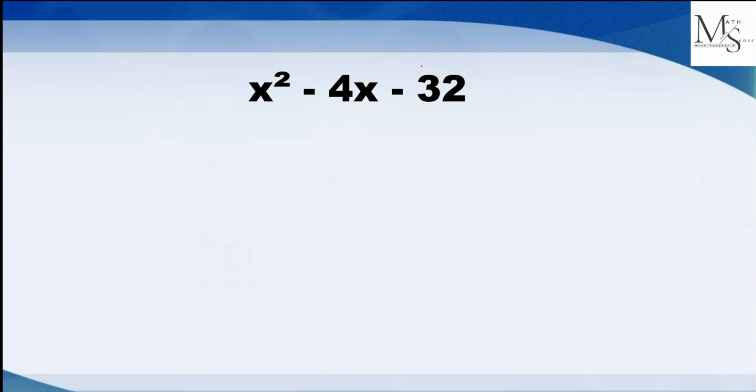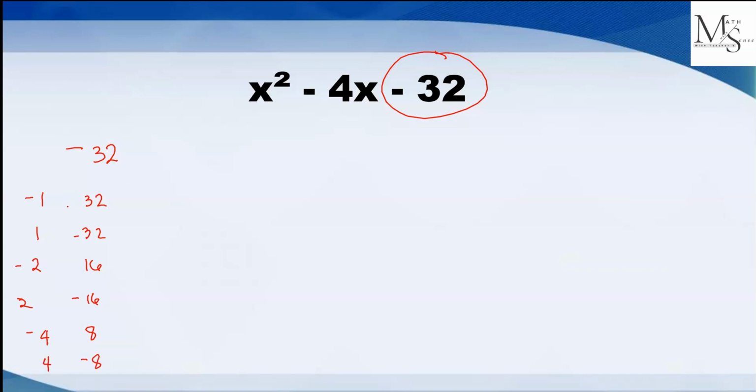Let's have another example. First, let's find the factors of the constant term negative 32. Factors of negative 32 are, since it's negative, 1 should be negative and the other should be positive. Negative 1 times positive 32, or positive 1 times negative 32. We can also have negative 2 times positive 16, or positive 2 times negative 16. And then we can have negative 4 times positive 8, or positive 4 times negative 8. Next, let's find the sum of each factors and see which would give us a sum of negative 4.